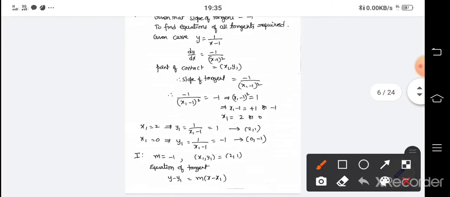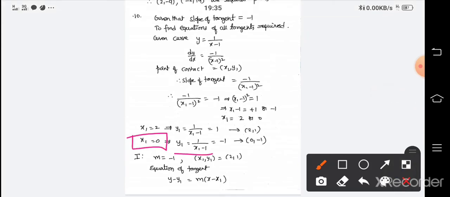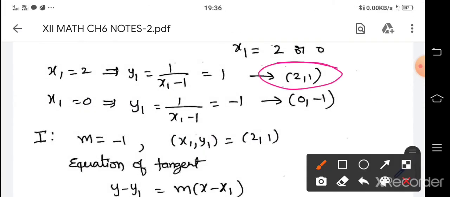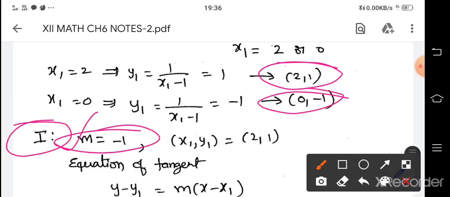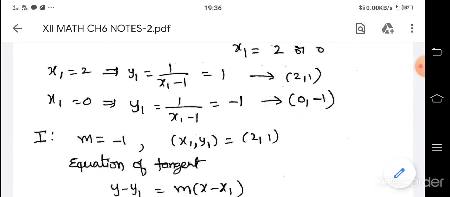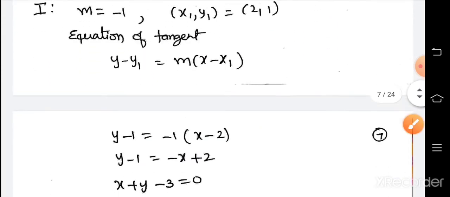Another point is x1 is equal to 0. y1 is equal to 1 by x1 minus 1. It is minus 1. (0, -1) is the other point. So what are the two points we got? x1, y1 is (2, 1) and x1, y1 is (0, -1). Both times the slope is minus 1 only. So in case 1, using slope minus 1 and the point we found, find the equation of the tangent using this formula. Substitute all the values to get the equation of the tangent.